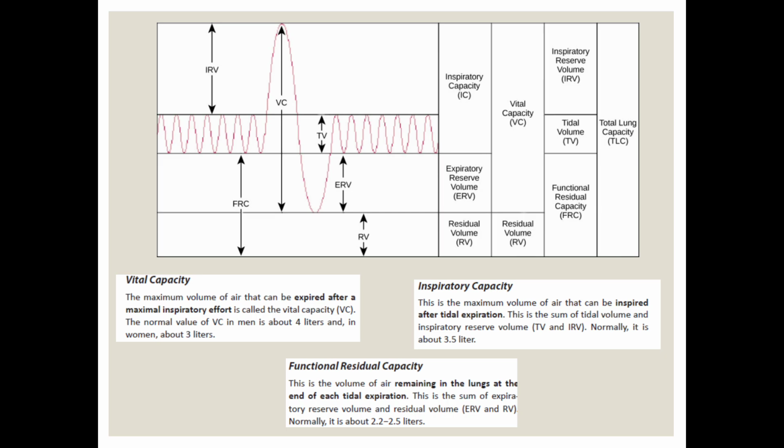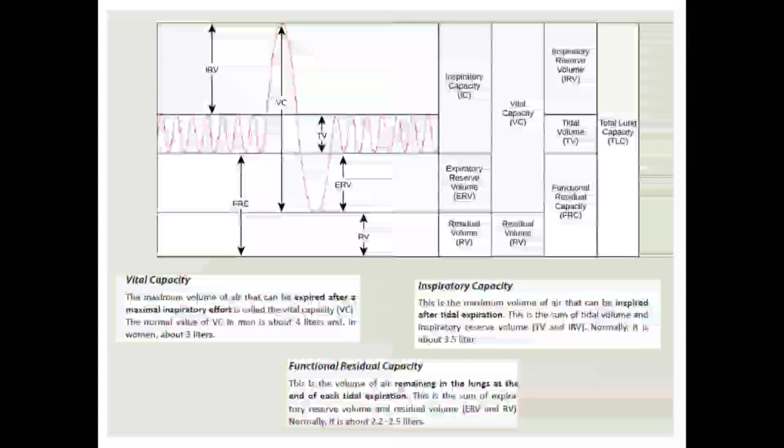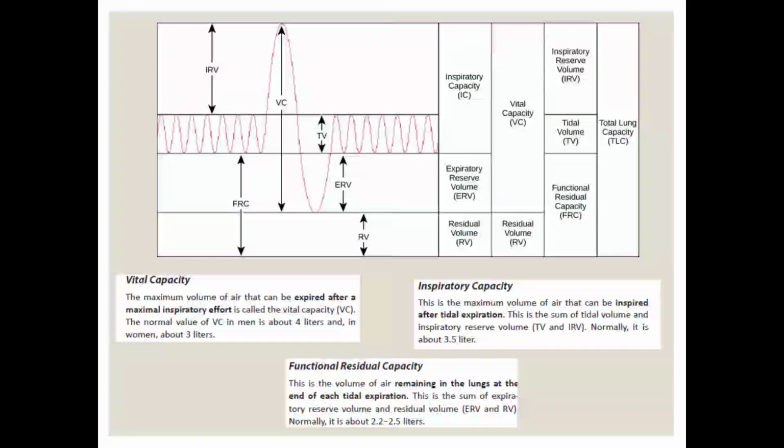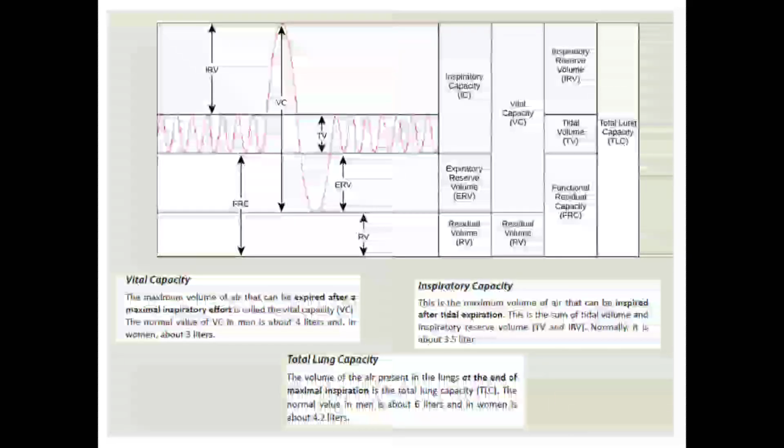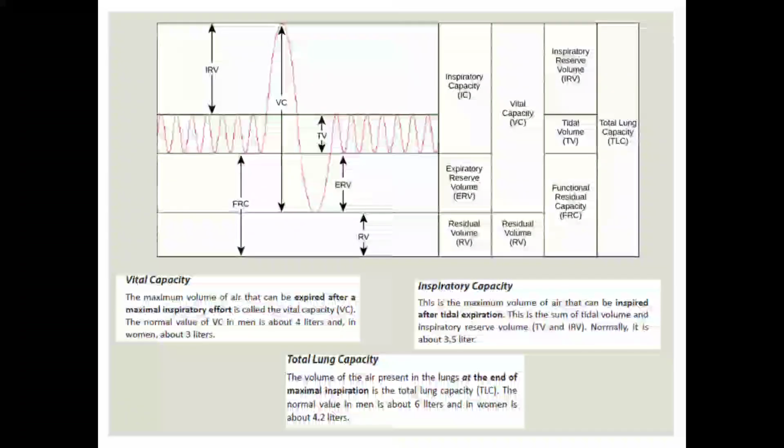Another capacity is the inspiratory capacity. It is the maximum volume of air that can be inspired after tidal expiration. So tidal volume plus inspiratory reserve volume, this sum is known as the inspiratory capacity, and the normal value is around 3.5 liters. And if we add all the lung volumes, we will get the total lung capacity.